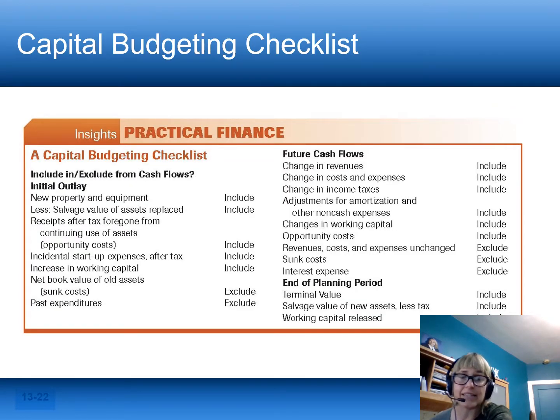I like this last slide. I think it's a very good checklist when you're working problems in capital budgeting, and in many cases for that matter. It really identifies well the things that you include and exclude. You'll notice it's got sunk costs excluded, past expenditures excluded, interest expenses excluded. It's a good summary. I think that's very helpful. And that is the end of this chapter.